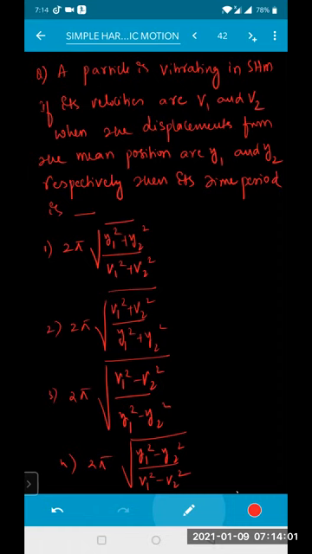So what is the condition there, beta? A particle is vibrating in simple harmonic motion, its velocities are v1 and v2 when the displacements from the mean positions are y1 and y2 respectively, then its time period will be equal to how much? So he has given the answer in terms of y1 and y2 and in terms of v1 and v2. This is the data he has given for me. Velocities are v1 and v2 and positions are y1 and y2. Can you try it, beta?